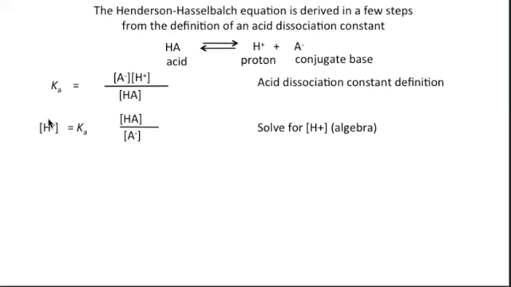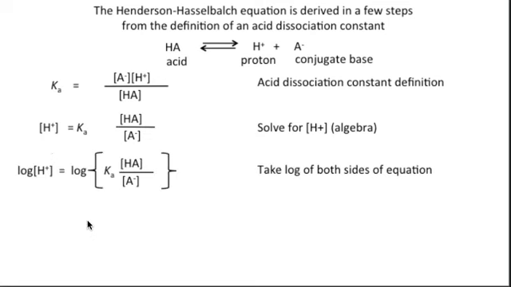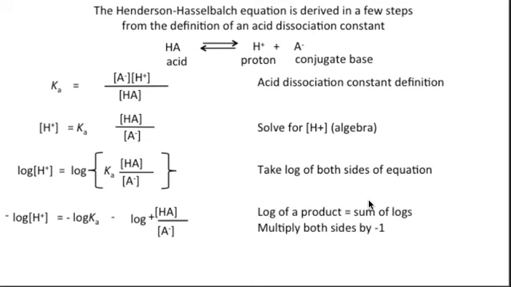There's multiple ways of doing it, and you can do a lot of steps, but we now have the protons alone. The next step, we're trying to find the pH, which is the negative log, so let's take the logarithm of both sides of the equation. The logarithm of the proton concentration is equal to the log of the Ka times HA over A minus. Now we can multiply both sides by -1.